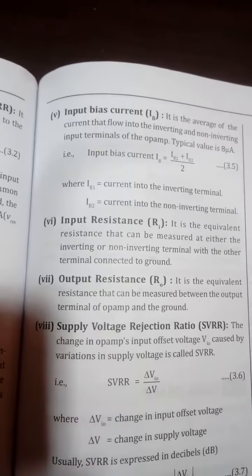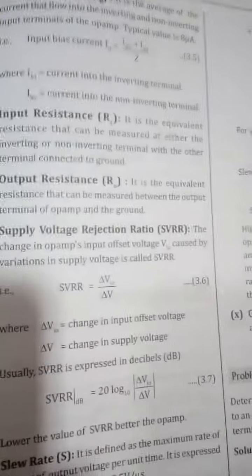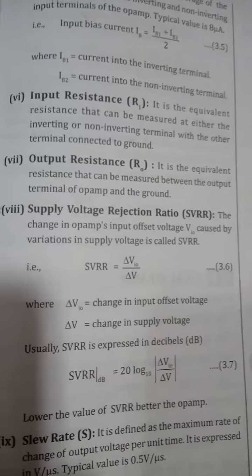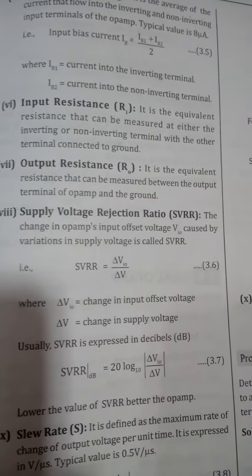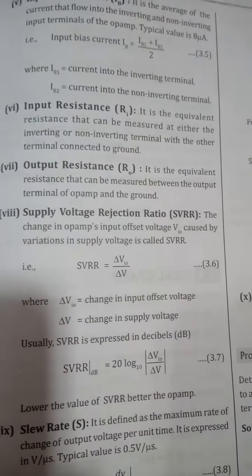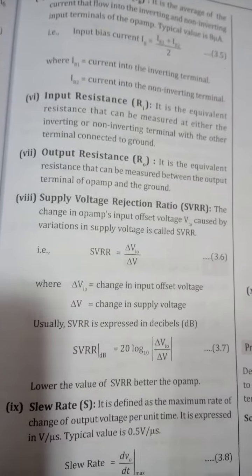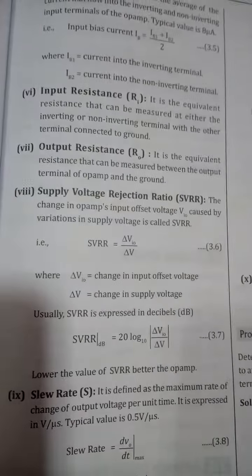That you have to understand. Next, input resistance Ri. It is the equivalent resistance that can be measured at either the inverting or non-inverting terminal with the other terminal connected to the ground. So one terminal will be connected to the ground and the input resistance is measured. Similarly, when you take the input at the second terminal, then the opposite terminal has to be grounded.